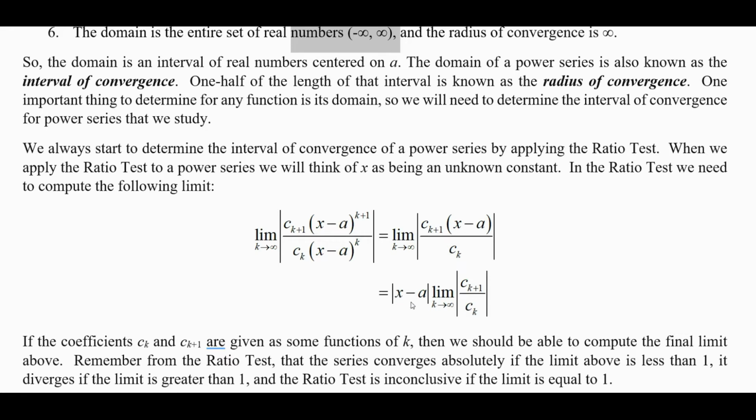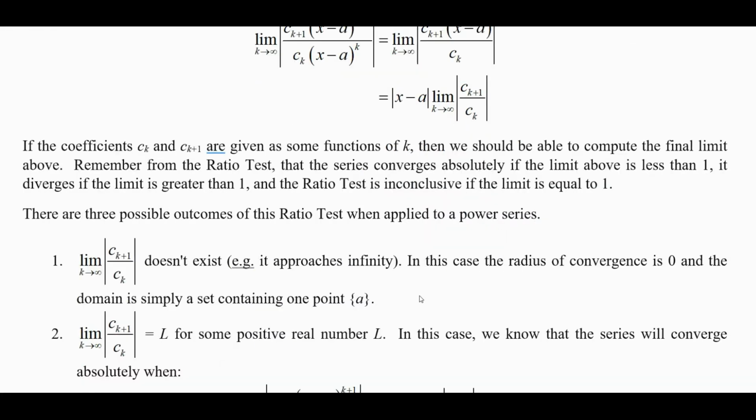So you're always going to have this absolute value of x minus a out front, and you just have to do the limit of the ratio of the coefficients. So rather than going through this every single time, we're going to start with that. So the question is, what happens on this limit? Either the limit doesn't exist, for example, it approaches infinity. In this case, the radius of convergence is 0, and the only thing that's going to work is x equals a, which always works.